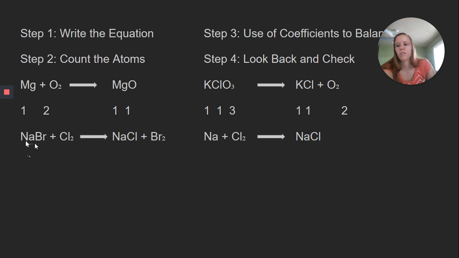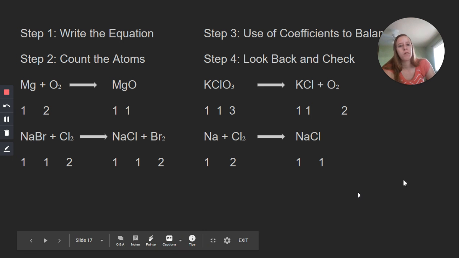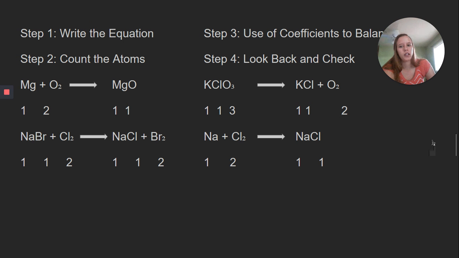So let's look at this one. We have 1 sodium, 1 bromide, 2 chloride, 1 sodium, 1 chloride, 2 bromide. Okay, that matches up. Then we have 1 sodium, 2 chloride, and then 1 of each in the end. Okay, so we counted all of our atoms.